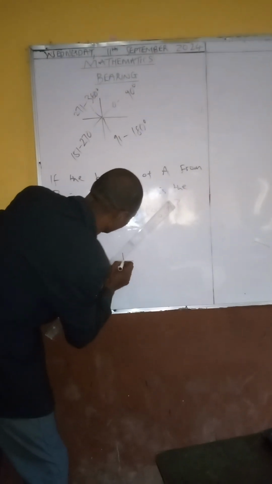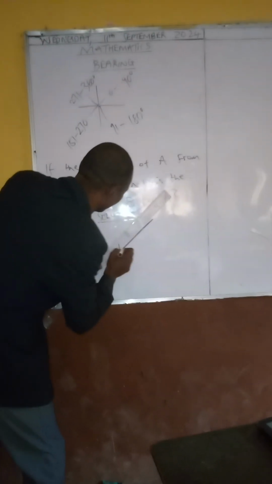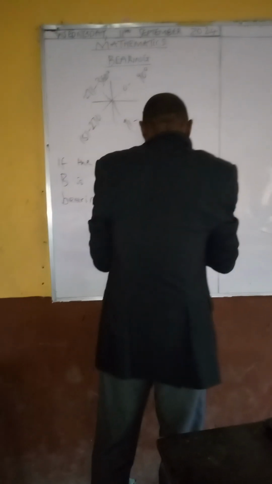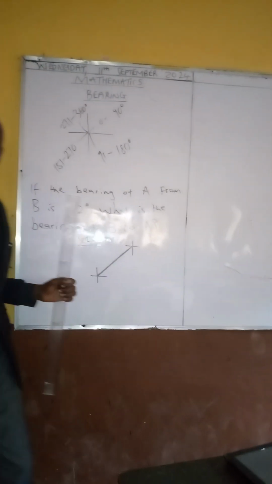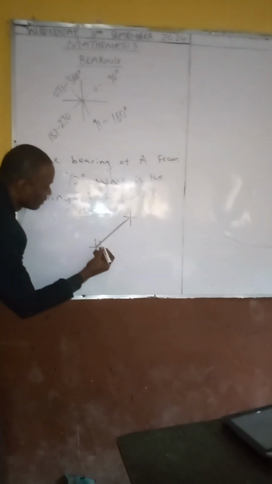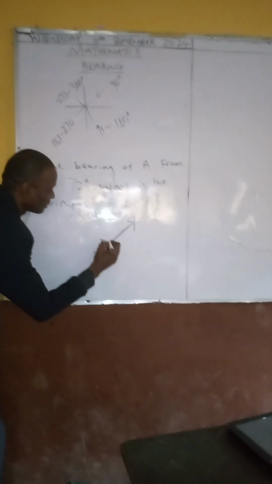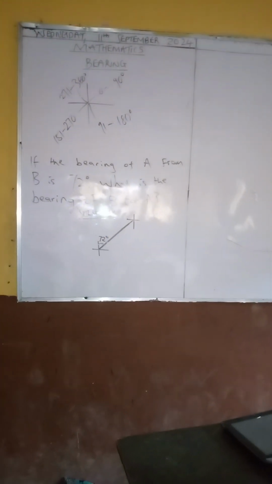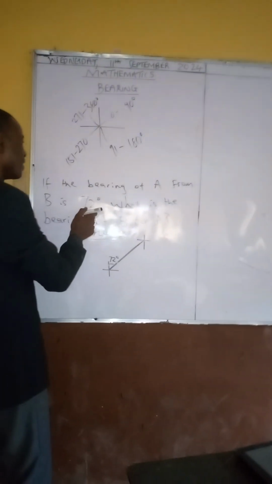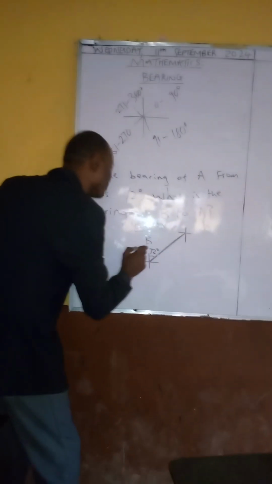Please, this is not measured according to scale. This is where 72 degrees falls. From here, you take your measurement, and the same thing here. Bearing is measured starting from the north, and here comes 72 degrees. And don't forget, the question says the bearing of A from B is 72 degrees. From B, here comes our B, the bearing of A from B, and here comes our A.